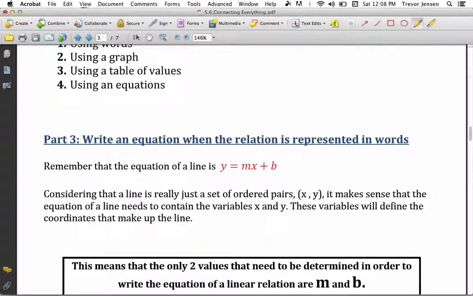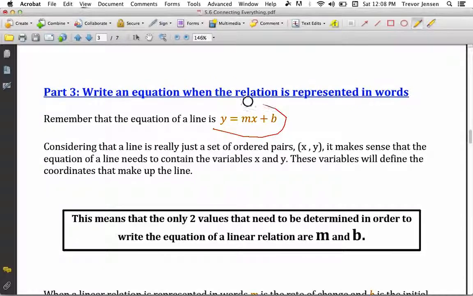So remember that an equation of a line is y equals mx plus b, where m is your constant of variation, b is your initial value. When you have a line, if this is my graph, here's my line, this line is really just a set of ordered pairs. So I've got points all over this line. A line is just really a bunch of points. It's just a set of ordered pairs.